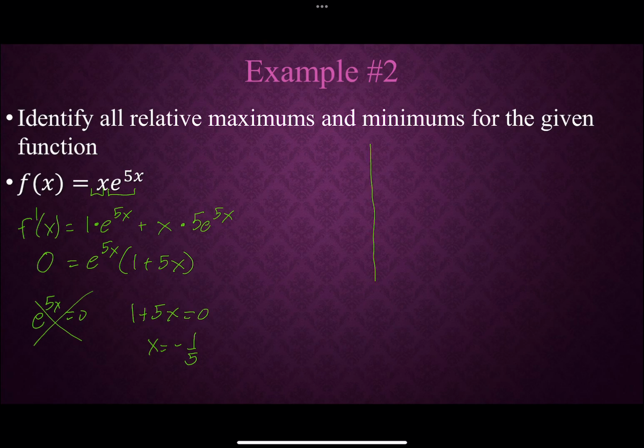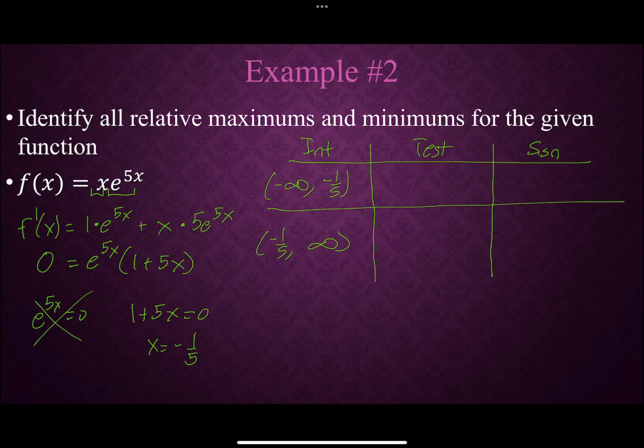So when we do our test interval, our chart, we're only doing 2 intervals. So interval, test, and sign. So our interval will go negative infinity to negative 1/5, and then negative 1/5 onto positive infinity. And we would test negative 1 and 0, probably the 2 best ones. Now, e to the 5x is always going to be a positive value, no matter what we plug in for x. So that part almost doesn't matter in this case. We're only really caring about what's happening to the 1 plus 5x.